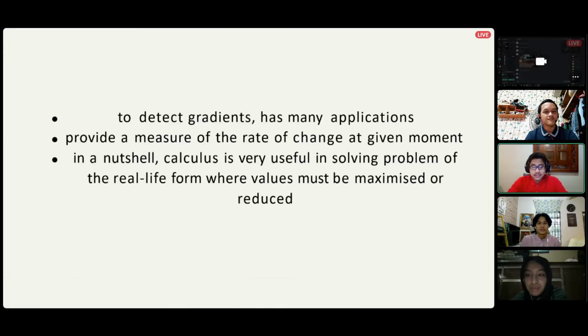So lastly, we can conclude that differentiation has many applications, such as to detect the gradients. Other than that, it also provides a measure of the rate of change at a given moment. In a nutshell, calculus is very useful in solving real-life problems where values must be maximized or reduced.